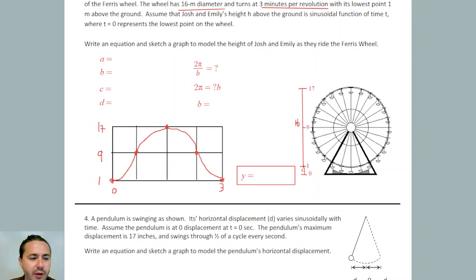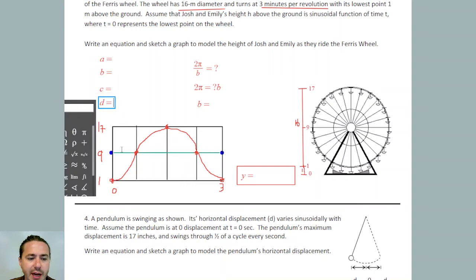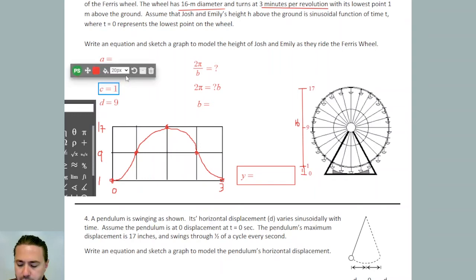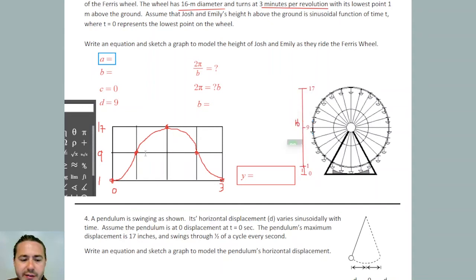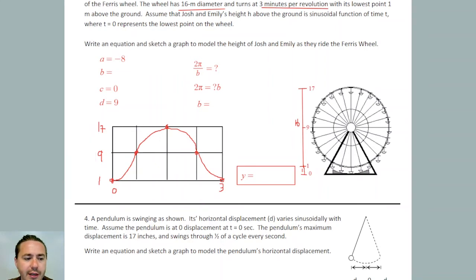Okay, so let's run through all of our values here. D is going to be 9. That's where equilibrium is, so our vertical shift is 9. We don't have a phase shift, so C is going to be 0. Our amplitude here is 8, right? Because half of 16 is 8, and the distance between 9 and 17, or 9 and 1, is 8. So our A value is not actually 8, it's actually negative 8, because we have this negative cosine function going on. So we need to have that reflection in our equation. So we need to make sure we've got a negative 8 there.